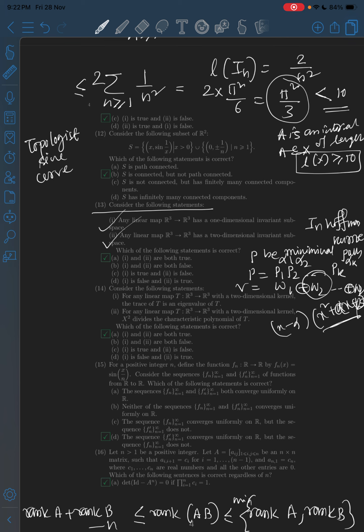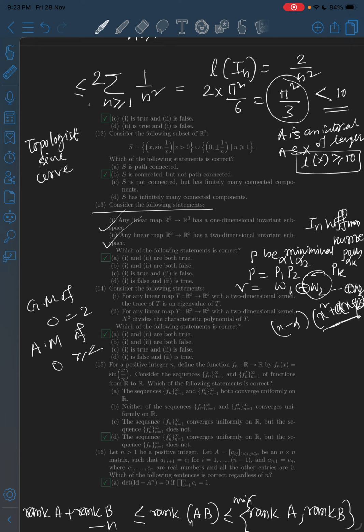Okay, so now problem number 14. Problem number 14 is saying that for a linear map T from R3 to R3 with a two-dimensional kernel, the trace of T is an eigenvalue. So two-dimensional kernel means, what is the kernel for a linear operator? The dimension of the kernel, or you can say the nullity, tells you the geometric multiplicity of the eigenvalue 0, right? So with a two-dimensional kernel, GM of 0 equals 2. Then what will be AM? AM of 0 must be greater than or equal to 2, right?